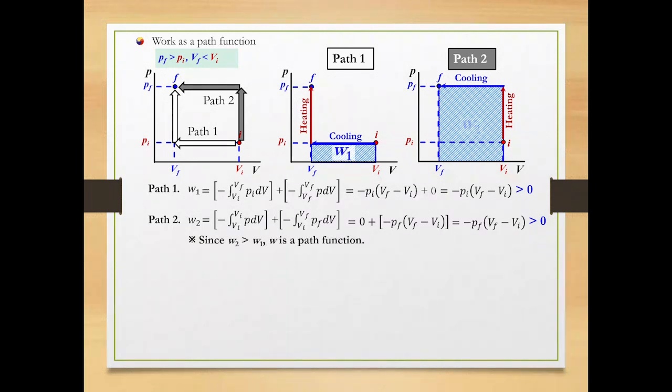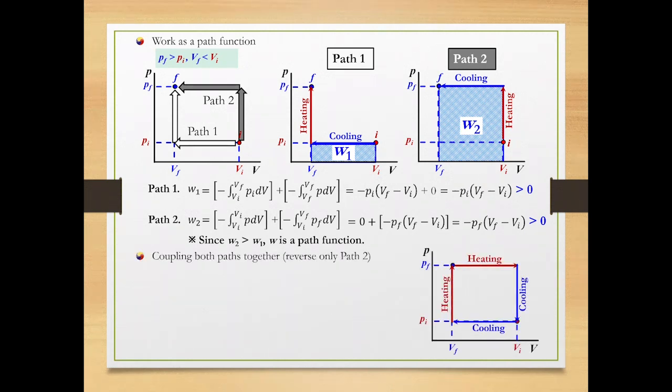The work done in path 2 is greater than the work done in path 1. This is clearly visualized in the shaded rectangles in both plots. Since the work depends on the path that the system would take, work is not a state function, but a path function. You may combine the two paths after reversing path 2.